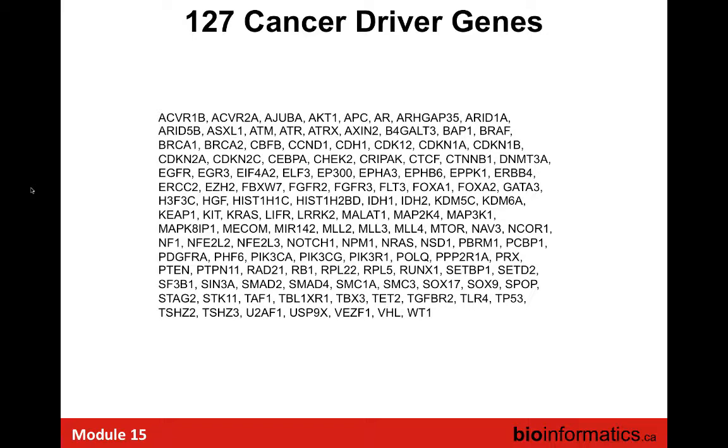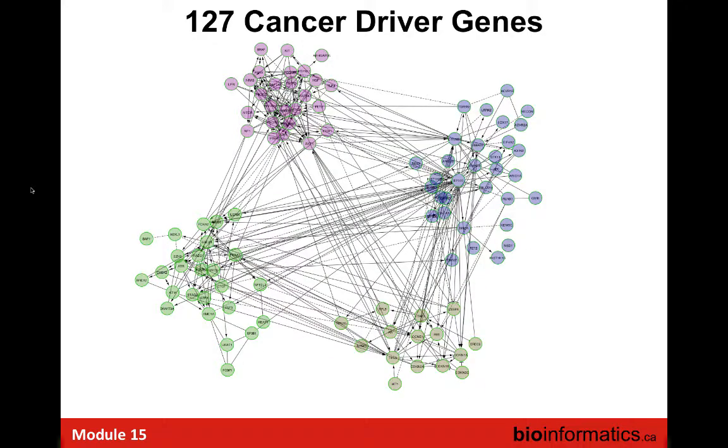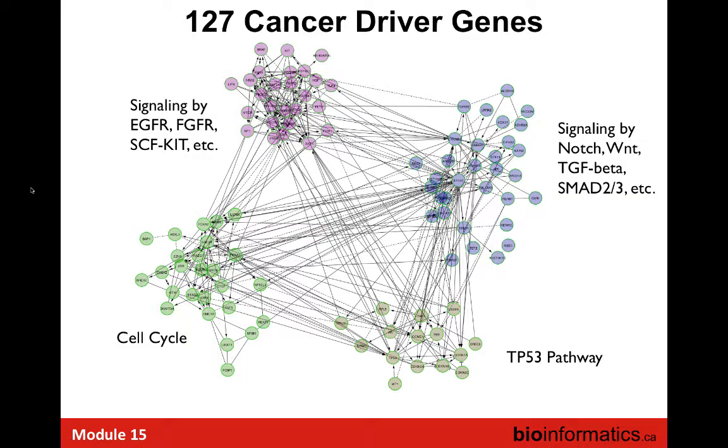So, just an example, going back to the 127 cancer genes I was talking about earlier, you can upload that into the Reactome FI network, and now we've done the clustering. You can see these distinct modules here, four distinct modules, and then using pathway enrichment tools, you can label these modules and say, well, this is receptor tyrosine kinase signaling. This is possibly crosstalk between Notch, Wnt, TGF-beta signaling. There's a TP53 module here, and there's a cell cycle module.